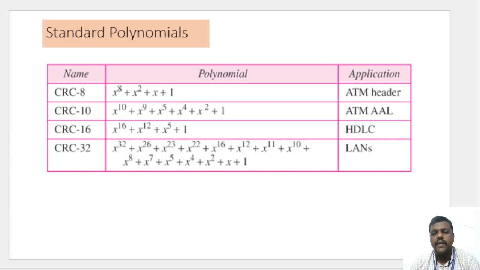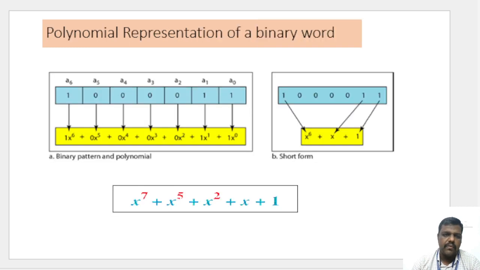If it is CRC 8, we use it for the ATM header, asynchronous transfer mode header. If it is a CRC 10 bit, mostly the ATM AAL layer uses this, and CRC 16 can be used by HDLC and the data link layer. The LAN will be using CRC 32 bits of data, right?